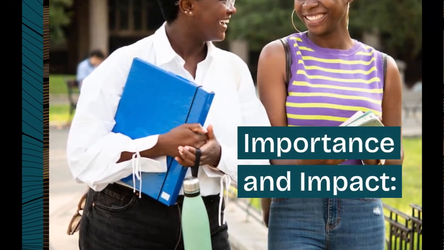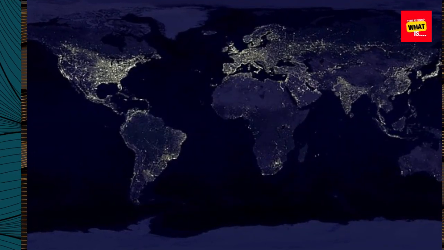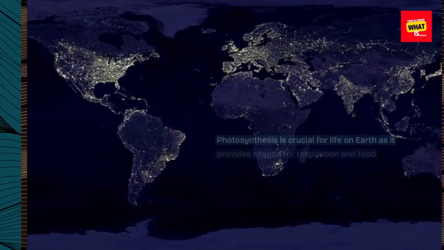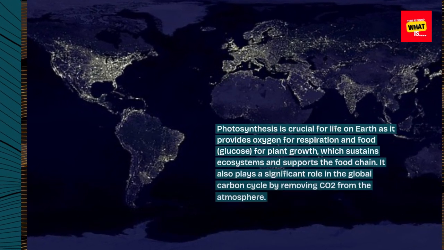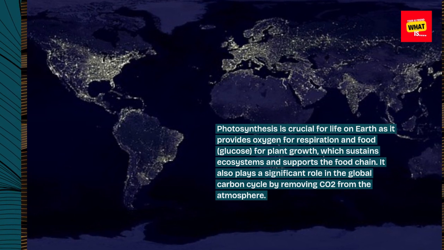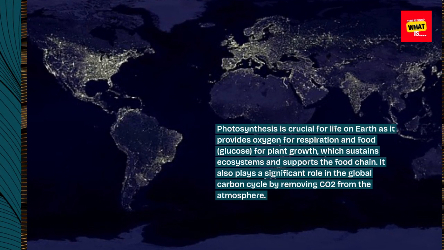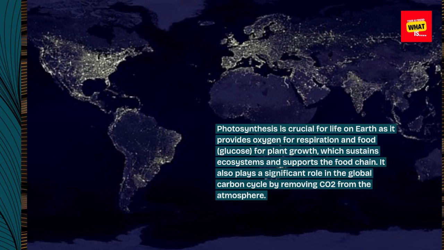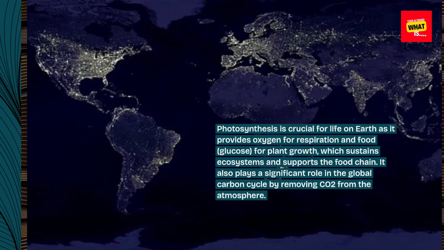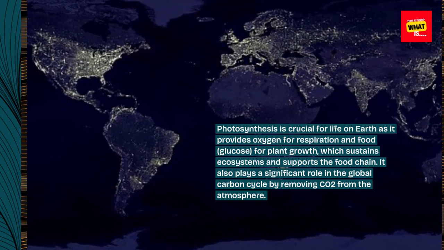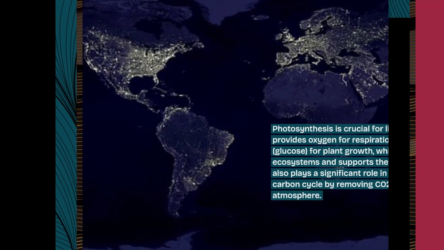Importance and impact. Photosynthesis is crucial for life on Earth as it provides oxygen for respiration and food, glucose, for plant growth, which sustains ecosystems and supports the food chain. It also plays a significant role in the global carbon cycle by removing CO2 from the atmosphere.